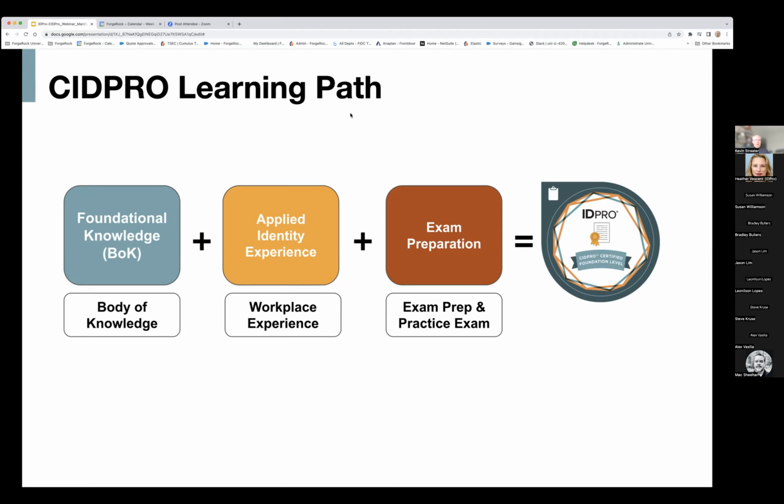If you're doing well with those, then you should be well set to take the full CIDPRO certification and receive this badge at the end of the process.